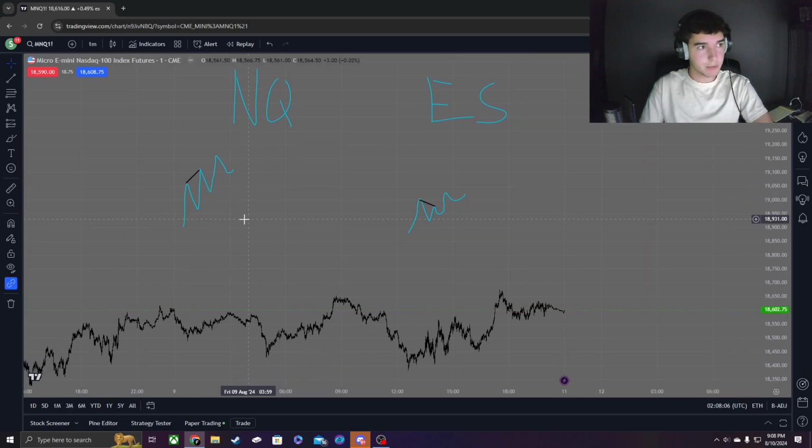Now bullish ones would be the lows. A bullish SMT would be comparing the lows. So anything that happens at the highs with SMTs, it doesn't matter if NQ makes a higher high or lower high than ES, or the other way around, ES makes a higher high or lower high than NQ. No matter what, if it's the highs, it's going to be bearish. Bullish ones though, we're going to be doing the lows.